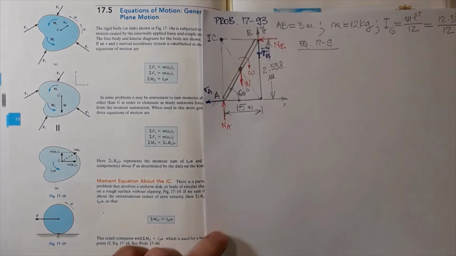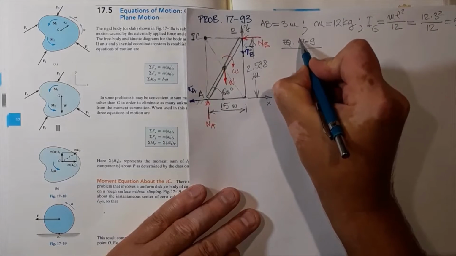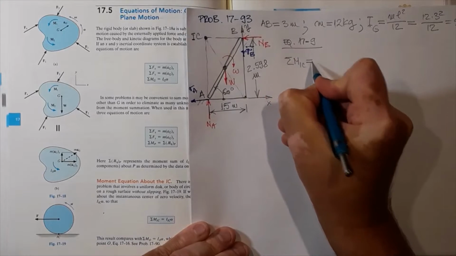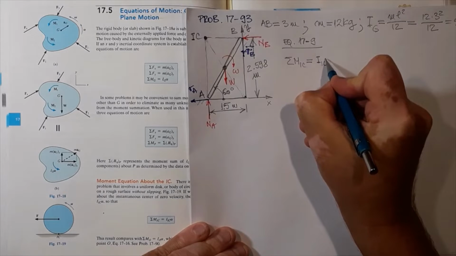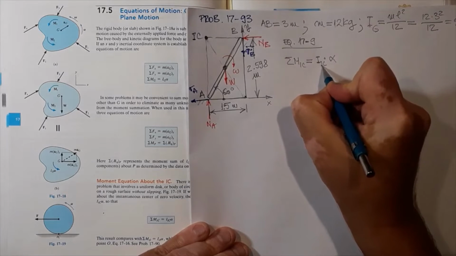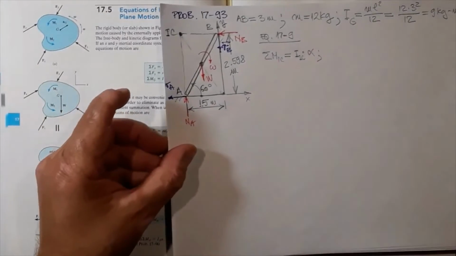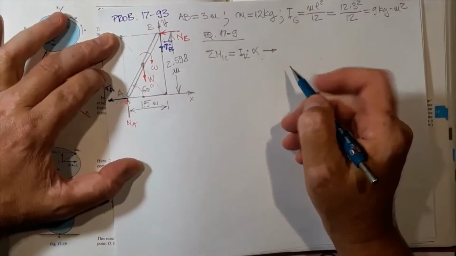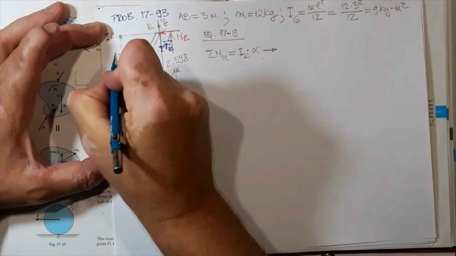Okay, so let's take the equation of motion. The sum of moments about the instant center is the mass moment of inertia of the bar about the instant center times alpha. I can expand this, and we'll calculate below the mass moment of inertia about the instant center using the parallel axis theorem. Let's assume positive is counterclockwise.